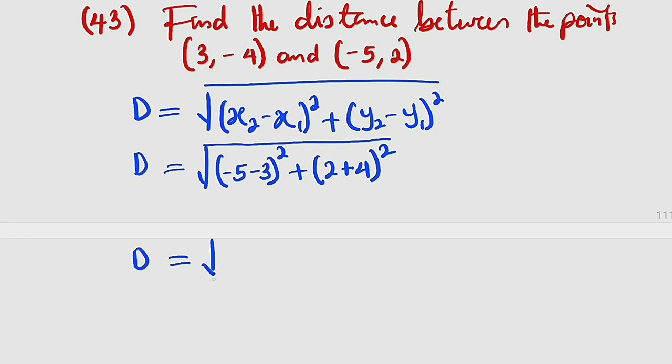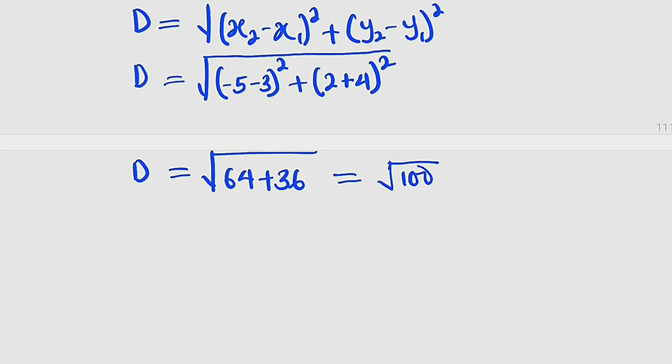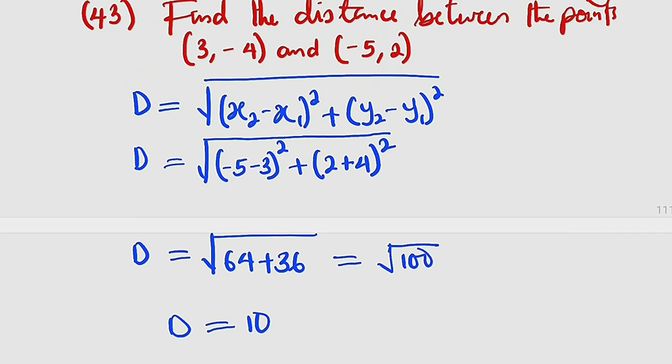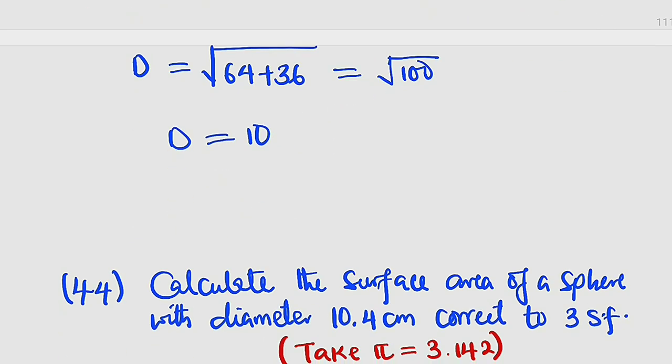D is equal to the square root of negative 5 minus 3, which is negative 8, and negative 8 squared is 64, plus 2 plus 4, which is 6, and 6 squared is 36. If you combine this together, you're going to get 100 exactly, and the square root of 100 is 10. Therefore, the distance between them is just 10 units. Let us move on to question number 44.